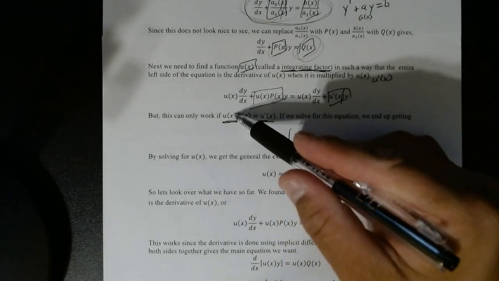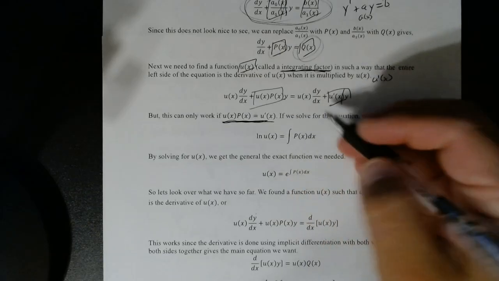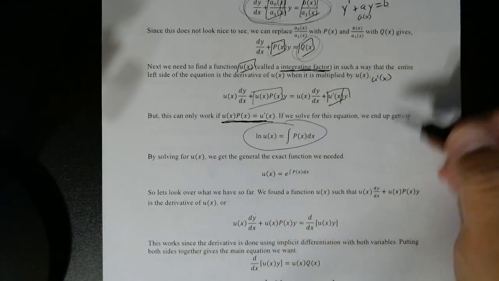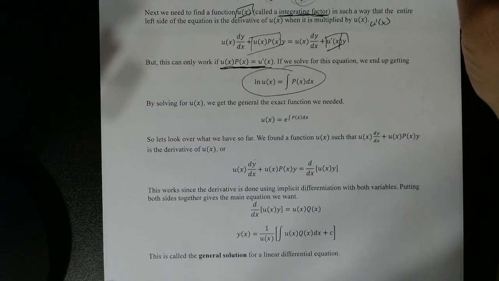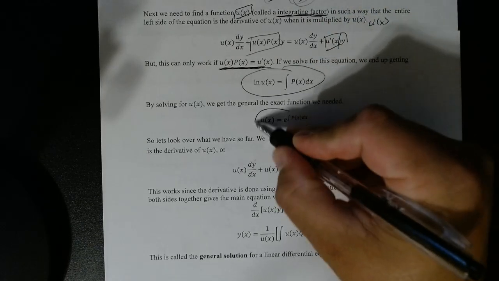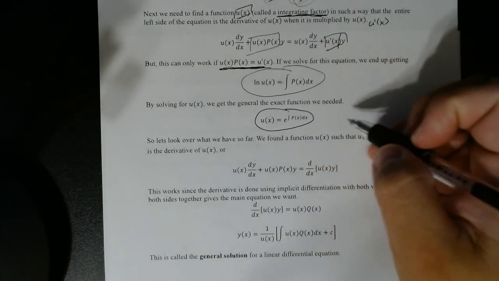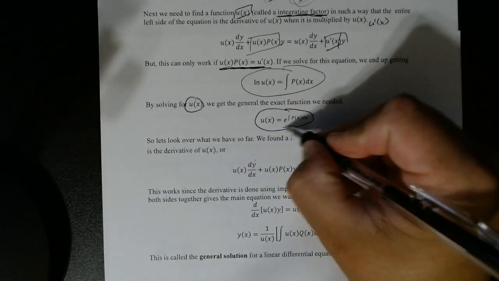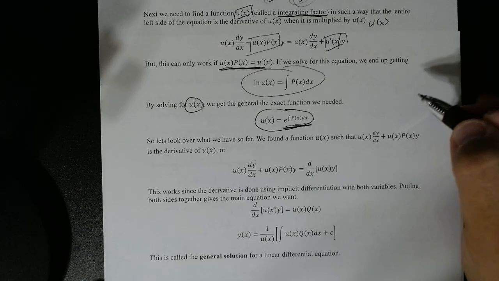So all we have to do is now solve for u of x, and that gives us this part here. And if we just take e to the power of that, we get this. Now this is what we care about, because this is how we actually find an integrating factor. So this is going to be what we're actually looking for in this case.